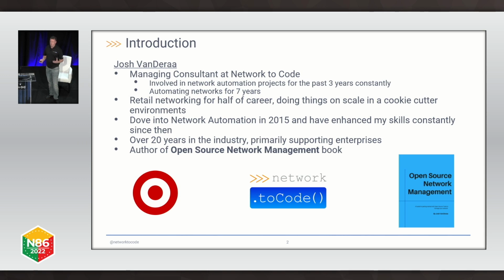First off, a quick introduction: why I'm here and what gives me some credibility to talk here. I'm a managing consultant at Network to Code. I've been involved in network automation continuously for the past 3 years at NTC, but really started diving into automating networks 7 years ago. Before that, I worked in very large retail, having to do things at scale with cookie cutter environments. I've been doing networking for over 20 years, and I'm also an author of the open source network management book that you can find out there.